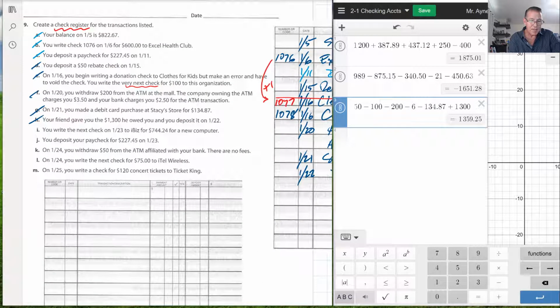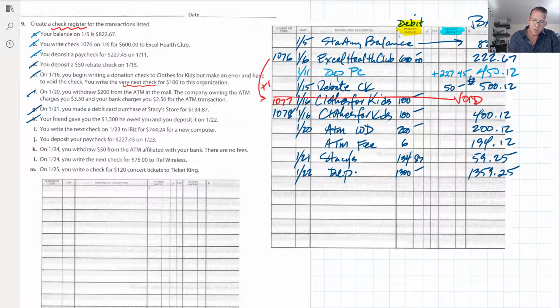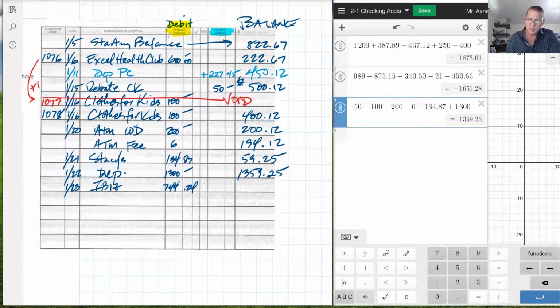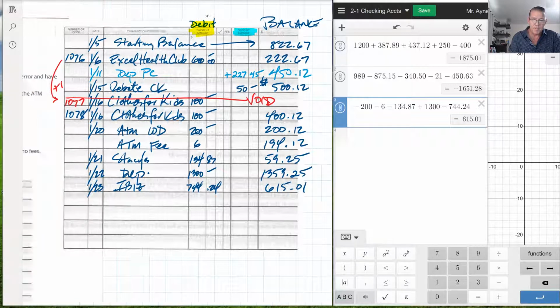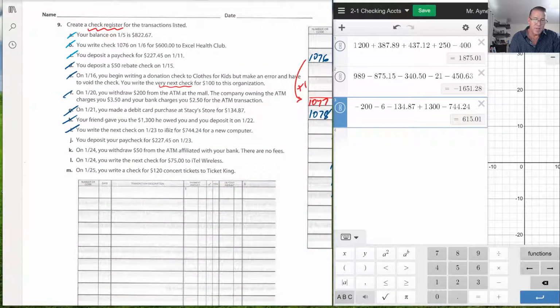On the next one here, it says you write a check on the 23rd to iBiz. Okay, you write a check to iBiz, whatever that is, for $744.24. Oh, it's a computer company. So you're going to go back down. Let's subtract that amount. You've got to subtract the cost of the computer because that's going to be deducted from your account. And now you're down at $615.01. All right, so we're done buying a computer.